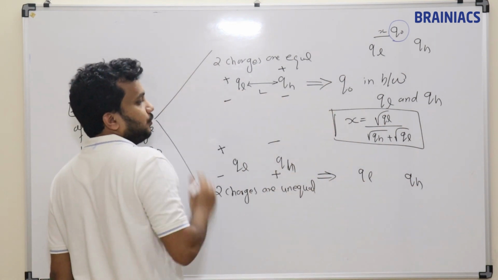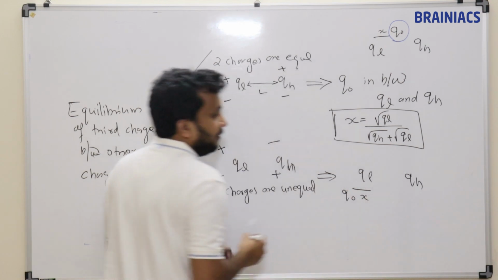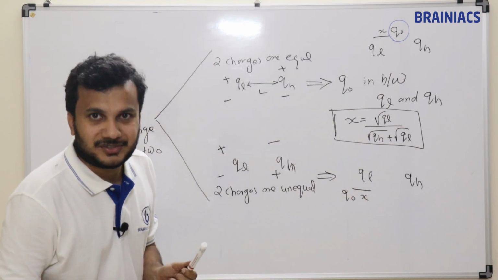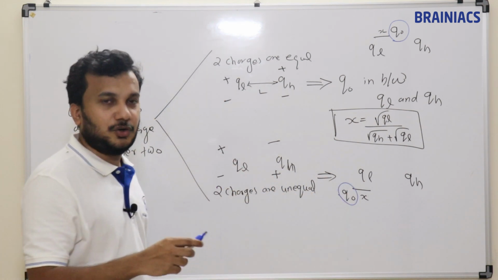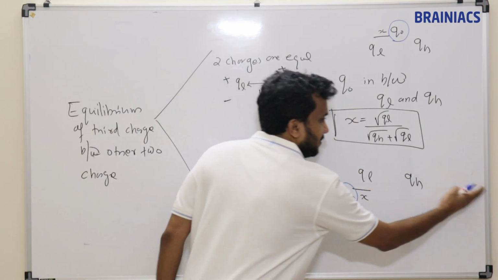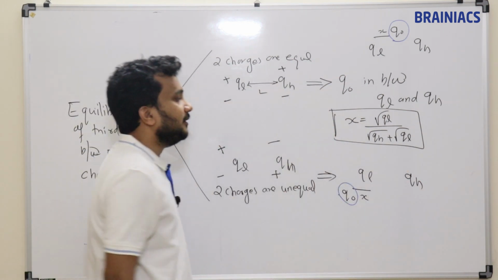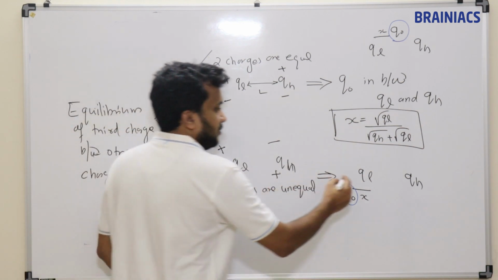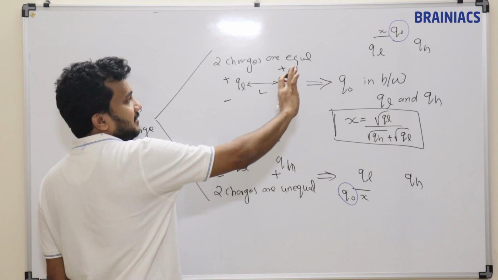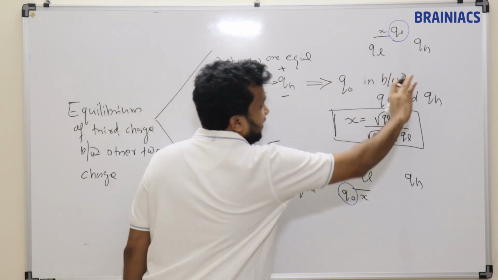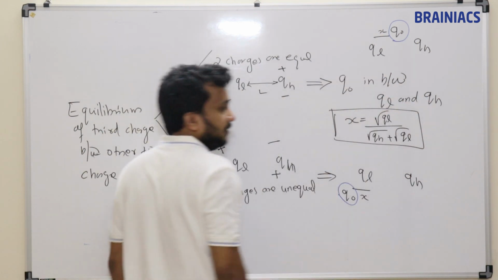Both are of the same sign. So where do I have to place Q0? I have to place Q0 at a distance of X meter from the lowest charge, and the position is where? Towards the left side, not towards the middle, not towards the right side, not towards any intermediate position. It's always towards the left for the lowest charge.